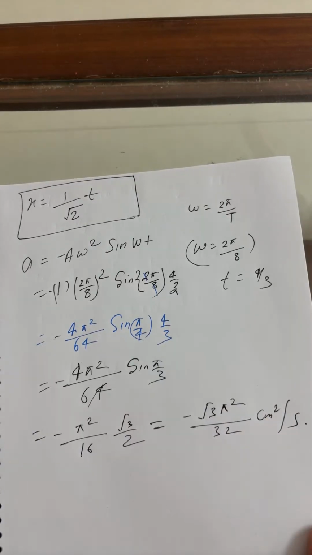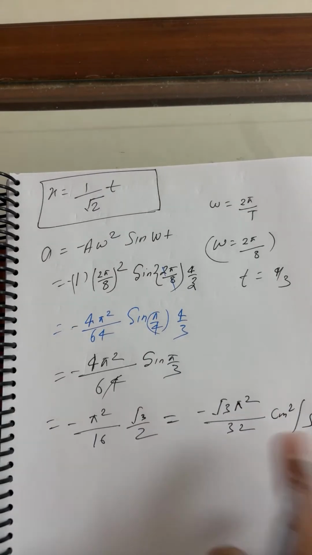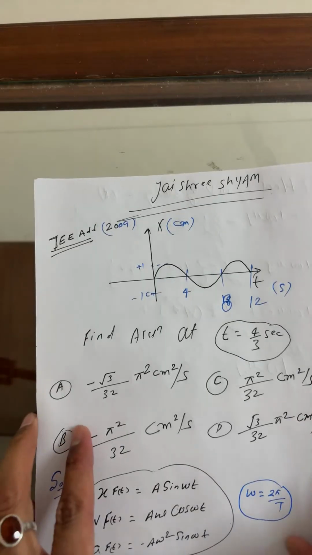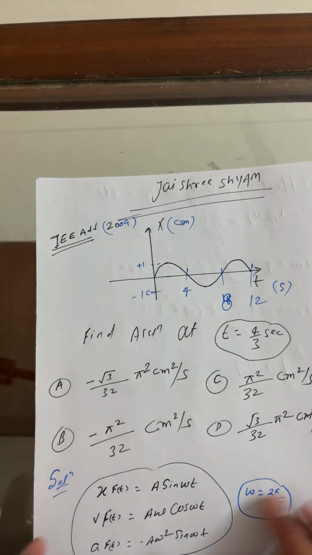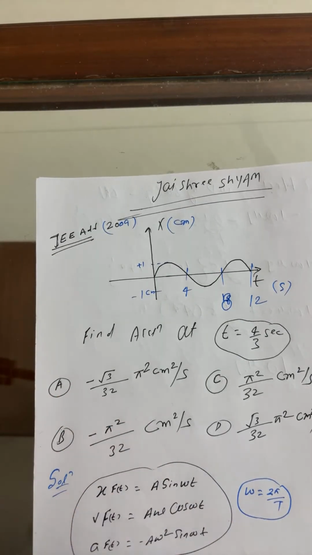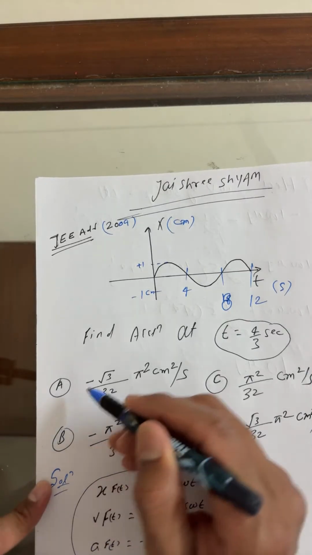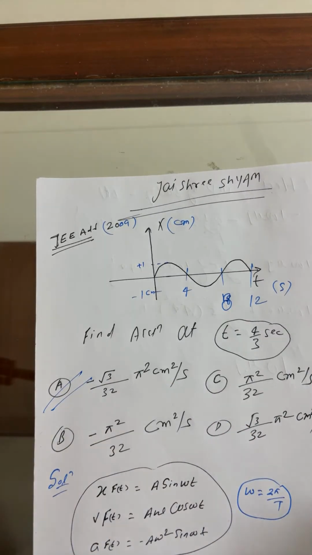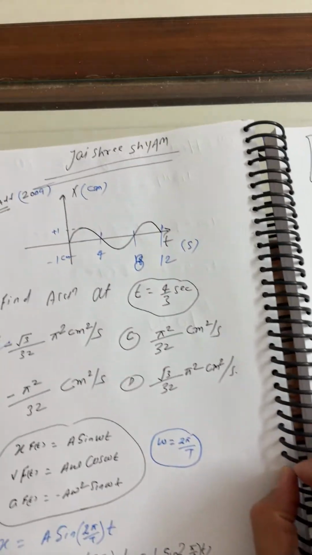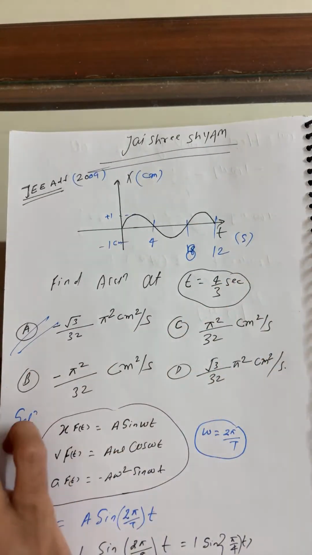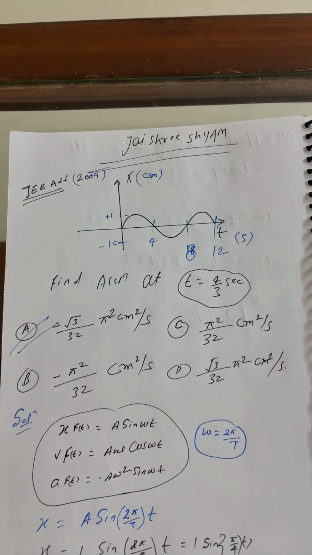centimeter per second square. Any option is there? Have a look. Yes, this is option first. So this is the answer of this question. So this is my set question here. It's not tough at all. Literally, it's not tough at all.